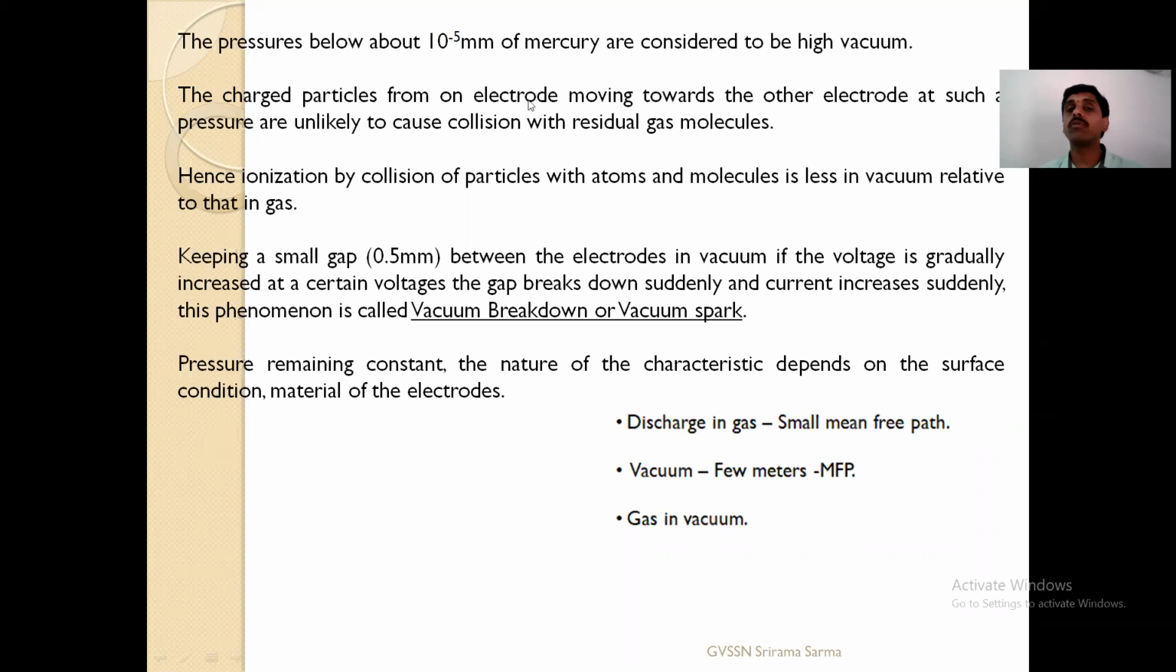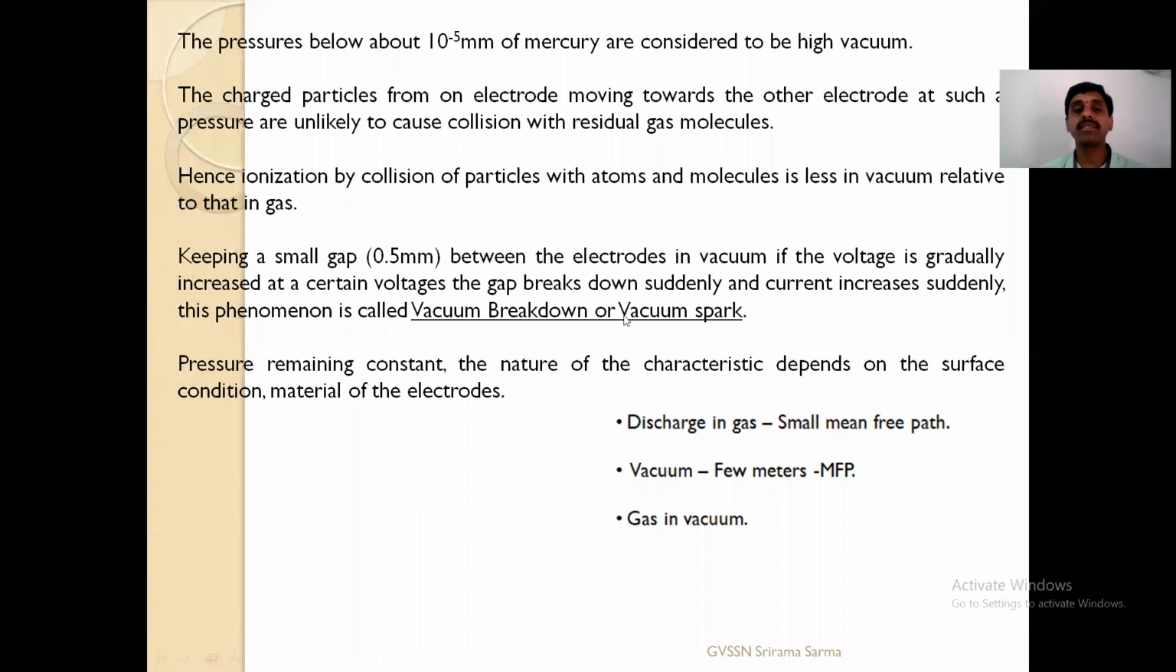That means the electron cannot collide with other gas molecules between them. Hence ionization by collision of particles with atoms and molecules is less. Ionization means arc. That ionization process is very much less in vacuum relative to gas. So keeping a very small gap between the electrodes in the vacuum, if the voltage is gradually increased, at a certain voltage the gap breaks down suddenly and current increases suddenly. This phenomenon is called vacuum breakdown or vacuum spark.